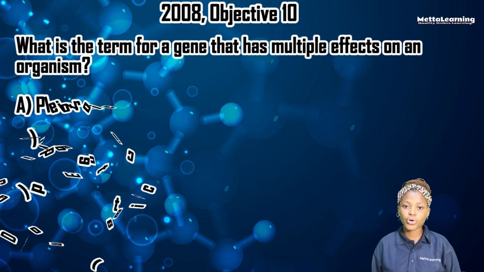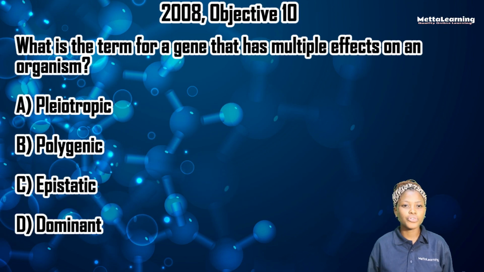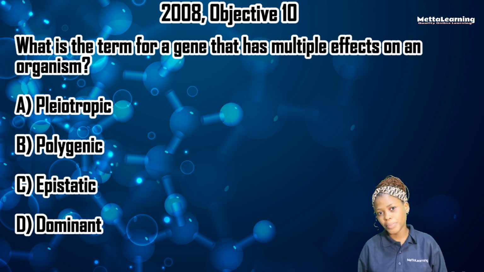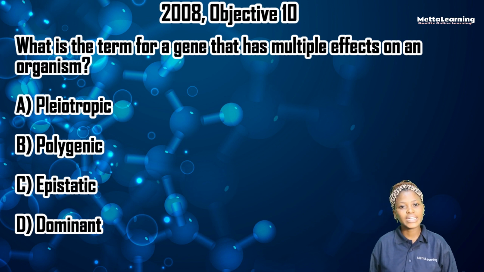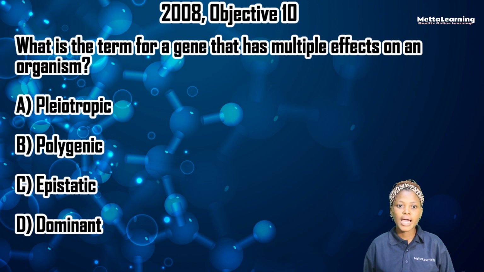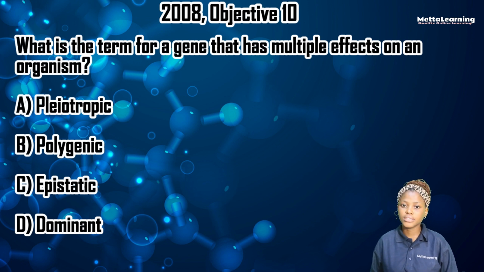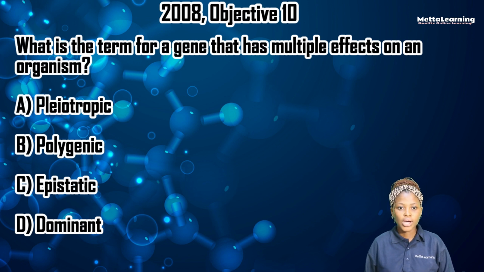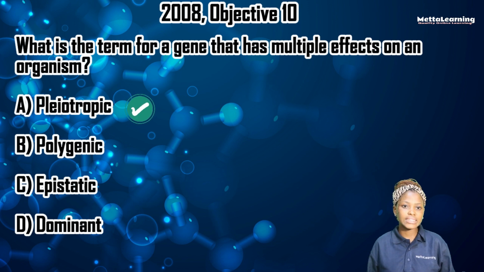2008 objective question 10. What is the term for a gene that has multiple effects on an organism? Option A, pleiotropic. Option B, polygenic. Option C, epistatic. Option D, dominant. Option A, pleiotropic, is the answer.